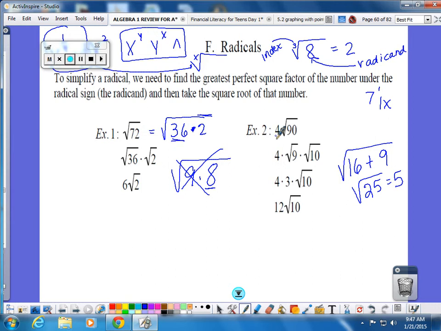Now, you can also have a coefficient with a radical, like this 4 in front of the radical symbol. We break down 90, 9 times 10. The 4 just keeps coming along. The square root of 9 is 3, and the 10 is not a perfect square. It's not 5 times 5, is it? A lot of people look at 10 and think, oh, that's a perfect square. No, be careful, it's not. 5 plus 5 is 10, but 5 times 5 is 25. So the 10 stays underneath, and then 4 times 3 is 12.